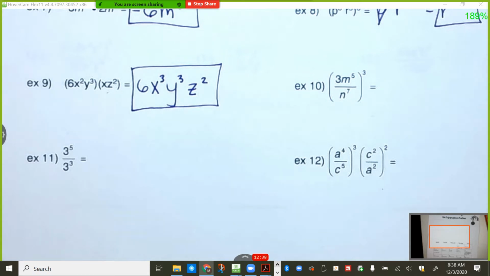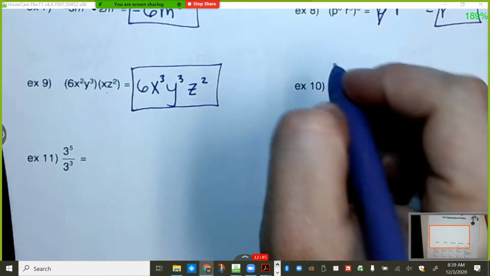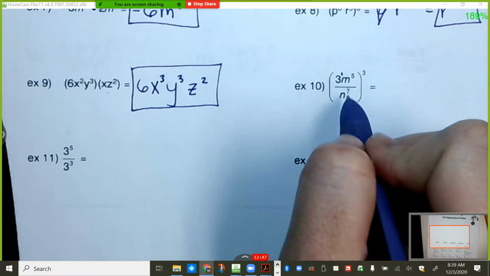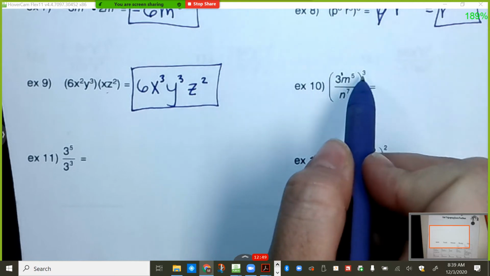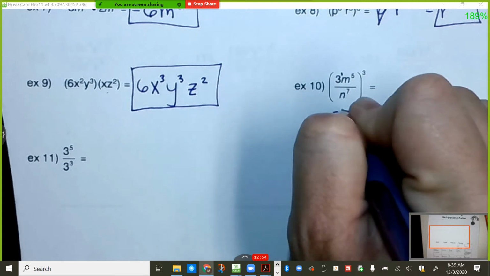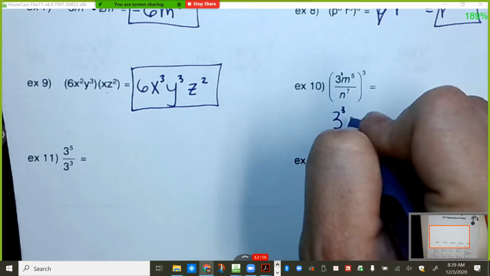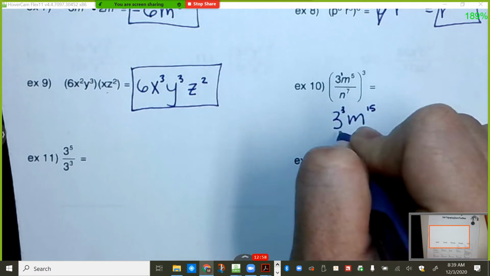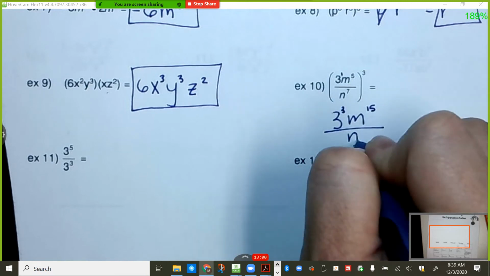Okay, so over here, I want you to remember that anything without an exponent technically has an exponent of 1, right? So 3 to the 1st power, m to the 5th power, n to the 7th. When I have an exponent on the outside, I multiply. What's 3 times 1? So this becomes 3 cubed. 5 times 3, 15 over 7 times 3, 21.